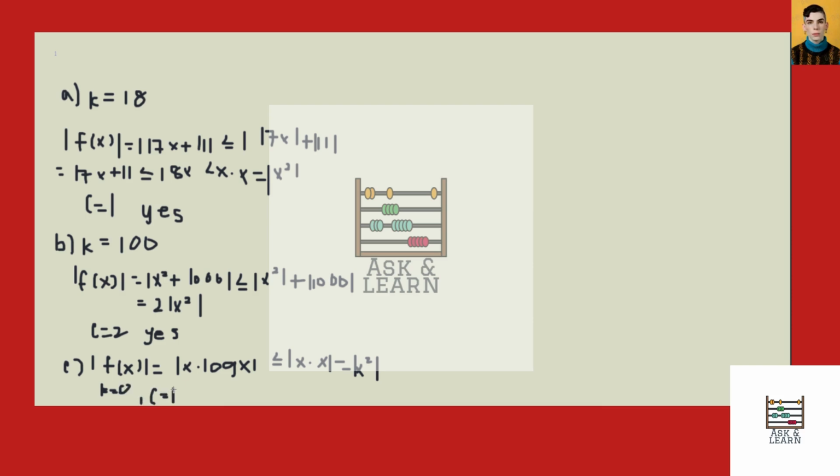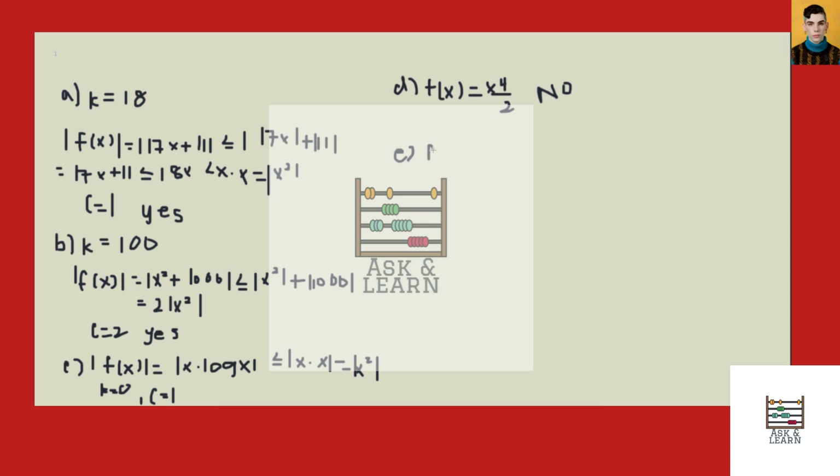For part D, we're given f of x is equal to x to the fourth over 2. For large values of x, the fourth power of x is much larger than x squared. So the larger the value of x, the larger the constant c needs to be for the inequality of the absolute values to hold true. So we can't find a value of c that holds for all values of x. So this is not a big O notation.